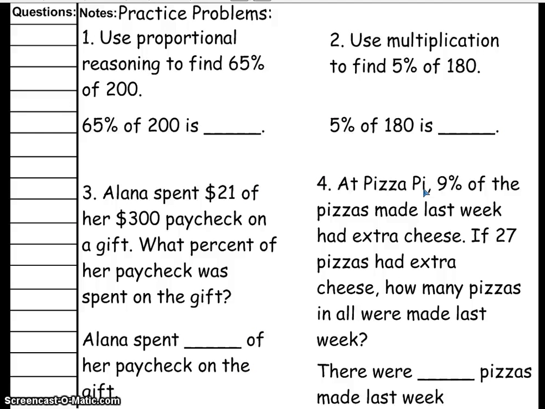Here are your 4 practice problems. Here you can use proportional reasoning, so I want you to set up a proportion for number 1. Number 2, I want you to show me multiplication, so I want you to multiply 5% times 180. And then on the 2 word problems, you are free to use either proportions or multiplication to solve for the percent. Please make sure that you complete all practice problems. If you need to re-watch the video, stop, rewind, and re-watch until you have a full understanding of how to solve problems using percent.